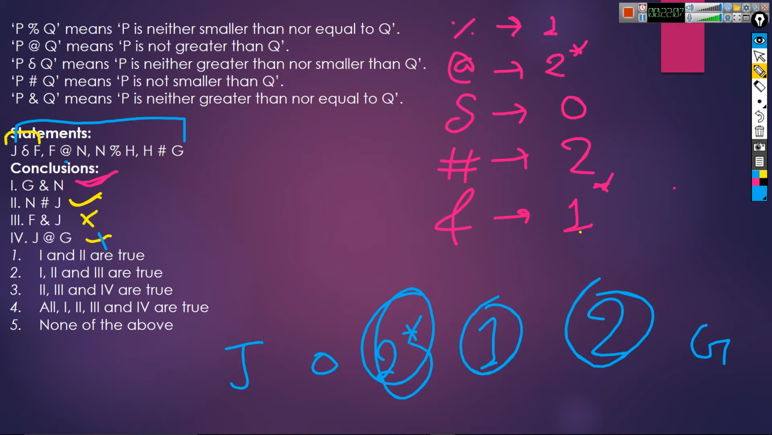So this is all about the quotient inequality. It is very simple to solve the quotient inequality. What you have to do is only remember these codes, and you have to practice at least 50 questions. And after practicing 50 questions, definitely you will be able to solve one question in 35 to 40 seconds. So this is all about inequality.